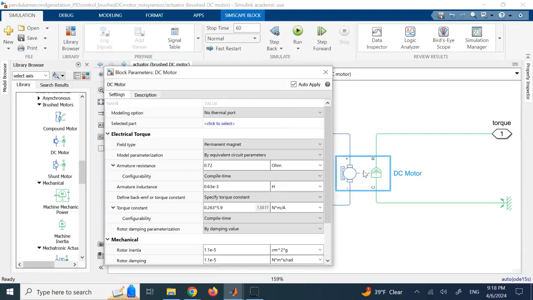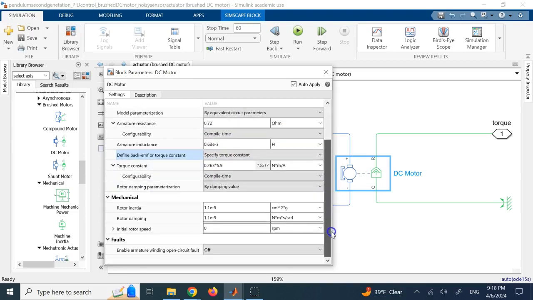And this block, if you double click on it, there are lots of things that you can specify. For instance, you can model the thermal properties of the system too, thermodynamic properties. Here we assume that we are not going to model the thermodynamic effects. So what we need to provide is the resistance and the inductance of the armature, the torque constant, or you can also specify the back EMF. And then you can also provide the rotor inertia, the rotor damping. If you have initial rotor speed, you can provide all of them.